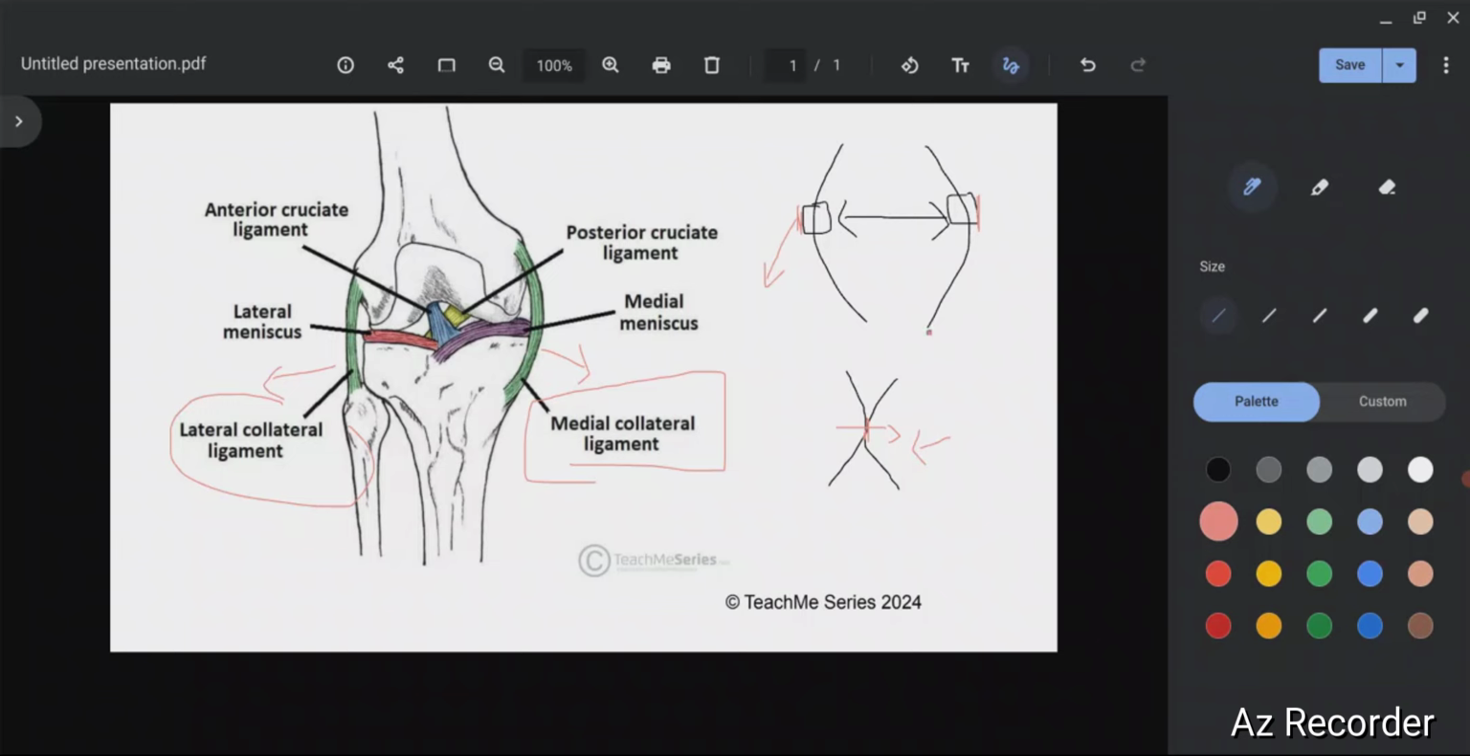Then there are two menisci that you should know. These are covering the articular surfaces. They are the medial meniscus and the lateral meniscus. These menisci provide lubrication during joint movement, and you should know these things. This is very important for me.